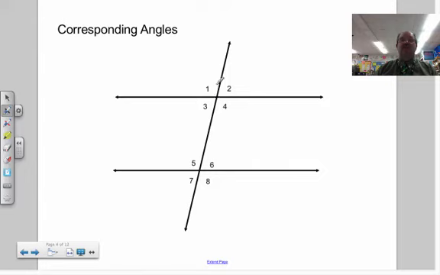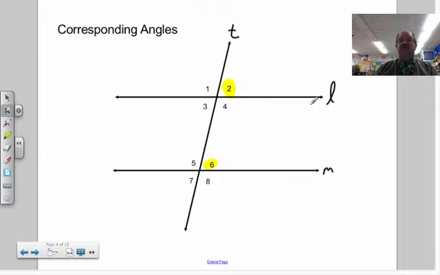Corresponding angles. We talked about them yesterday. We talked about corresponding angles being angles like angle 2 and angle 6, and you can pick out a bunch of other pairs. But we'll focus for right now on angle 2 and angle 6. So if I have these two lines, I'm going to call one of them L and the other one M, and I have some sort of a transversal.